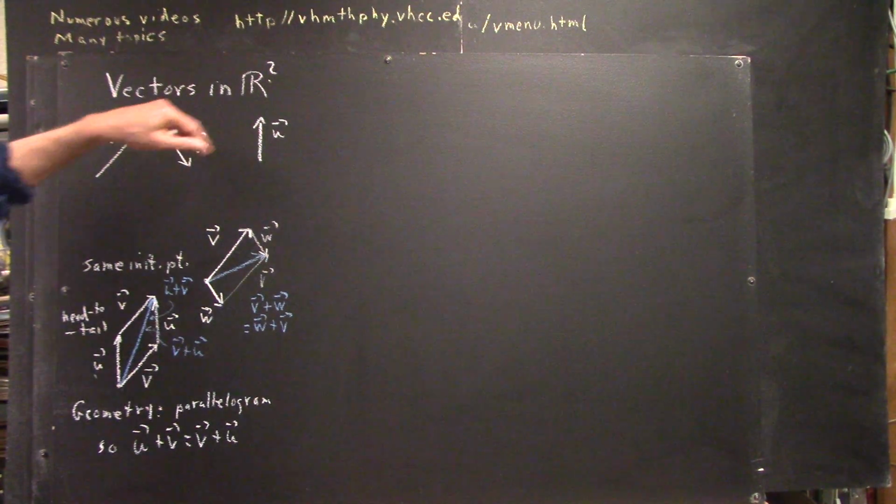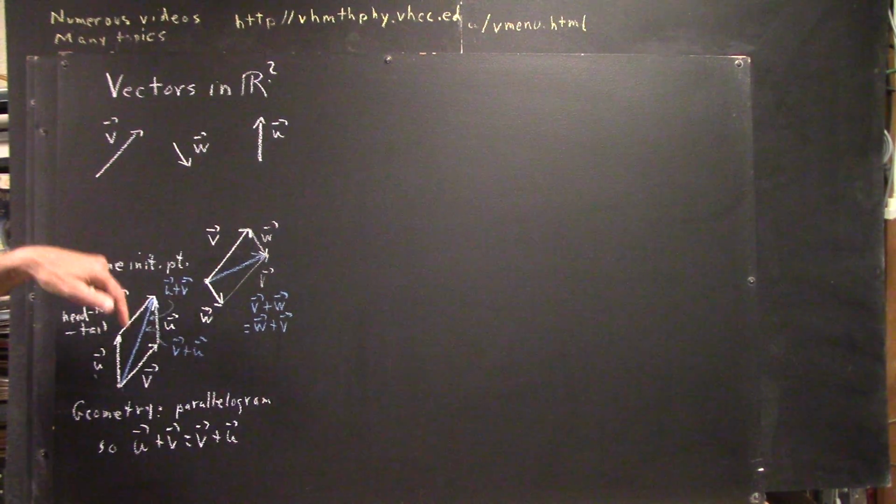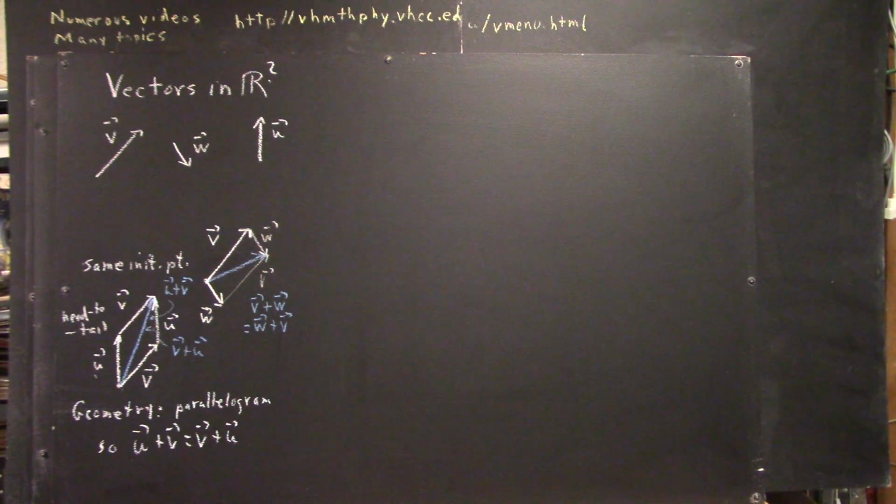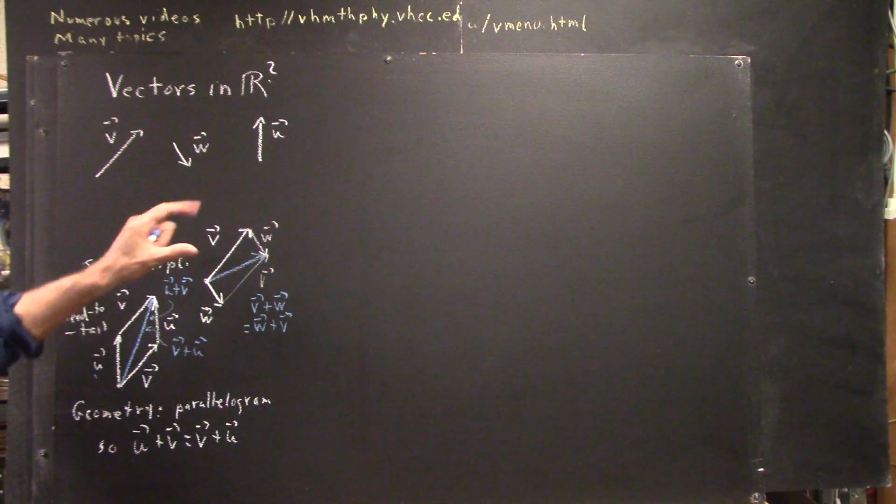Okay, so here we have examples of three vectors and the idea of vector addition. Now there's more to vectors in R2, and we'll see a little bit more in the next clip.